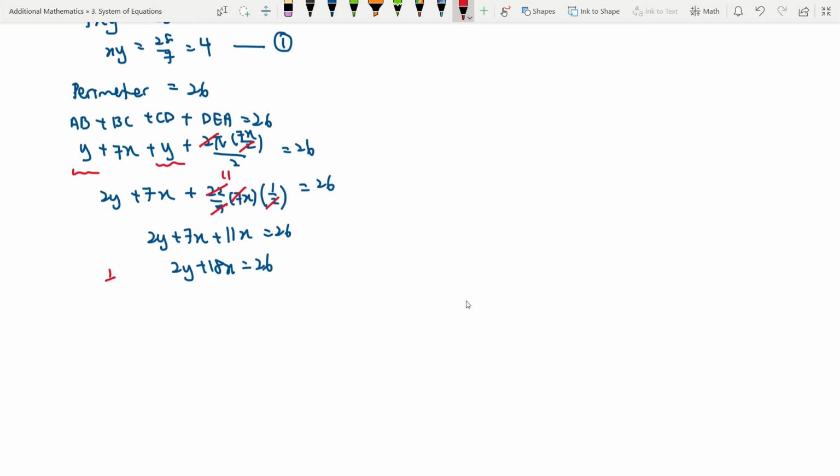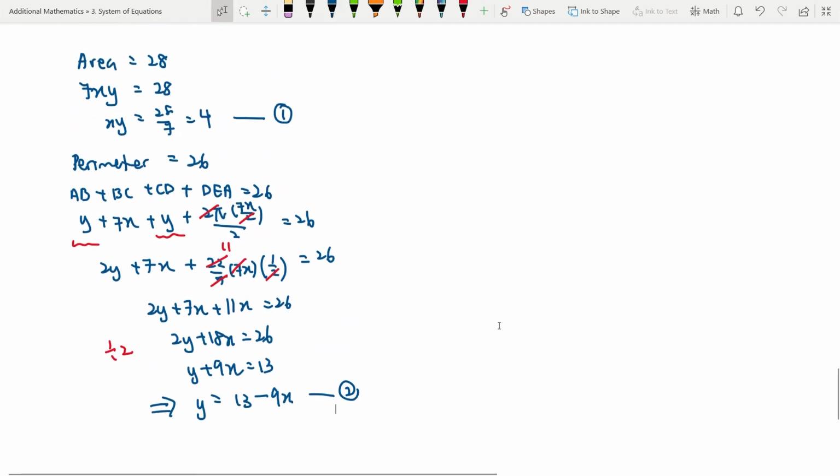We divide the whole equation by 2. y plus 9x is equal to 13. And we make y our subject. y is equal to 13 minus 9x. We let it be equation 2. Now we have obtained both equations. Let's solve for it.